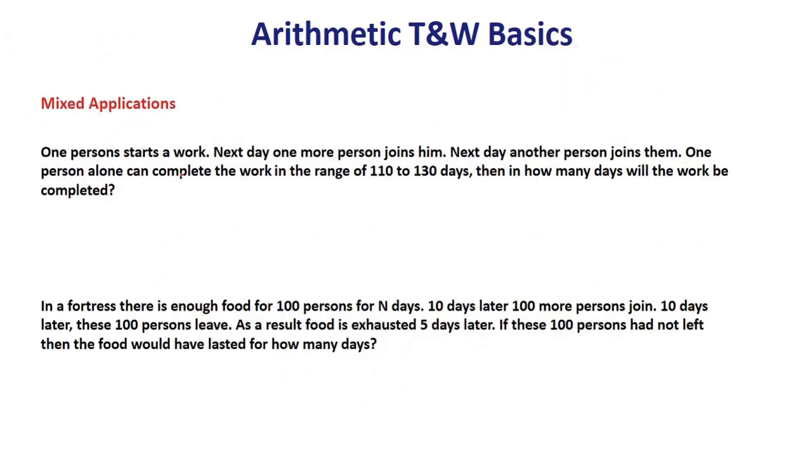Mixed applications. One person starts a work. Next day, one more person joins him. Next day, another person joins him. One person can complete the work in the range of 110 to 130 days. So we don't know the exact number of days. Let us take 120 approximately. It can be 115, 125, we don't know the exact number. Taking an approximation, let's say the work is being done in 120 days. Let's say the amount of work is 120 units, which means that one person can do 1 unit every day.